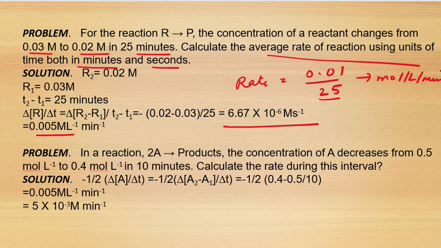Next question is: in a reaction 2A giving products, the concentration of A decreases from 0.5 moles to 0.4 moles in 10 minutes. Calculate the rate during this interval. Same format we have to follow, but remember that it is 2A, so you have to put minus 1 by 2 delta A by dt. So minus 1 by 2, the difference divided by the time interval, which is in minutes. The answer you will get in per minute.